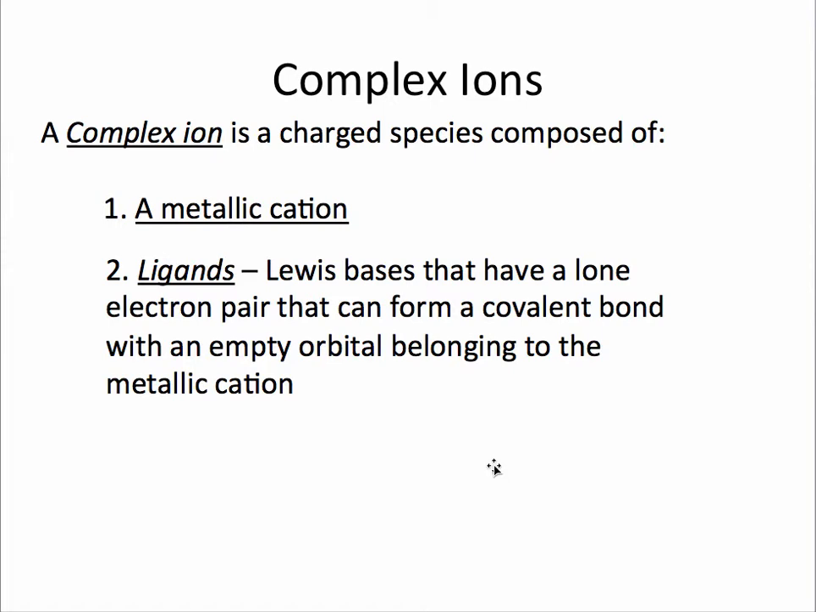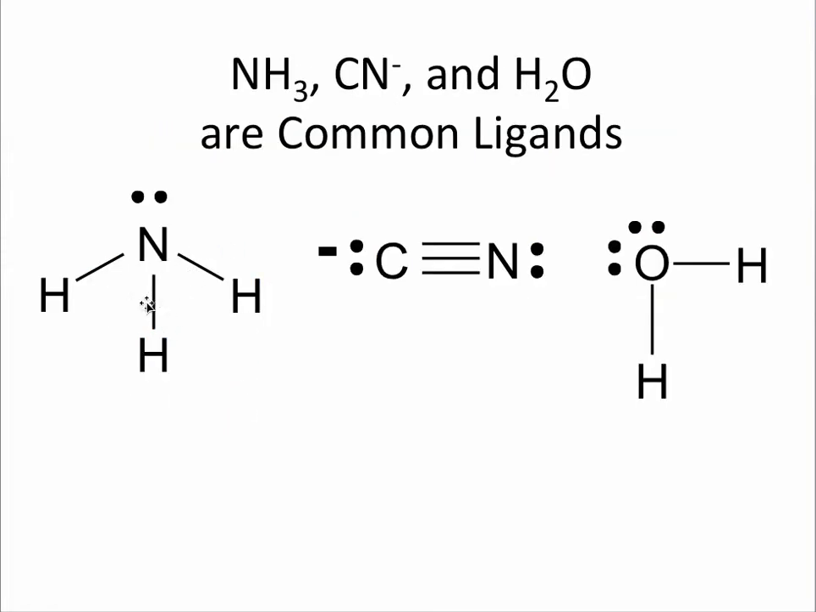Whenever something's attached to that metallic cation, we call that a ligand. And these are typically species that have a lone electron pair on them that can form a covalent bond with an empty orbital in the metal cation. If we look at a few of the most common ones, you'll see those lone pairs staring you in the face. With ammonia, you see the lone pair at the top, and the cyanide ion also has the ability to form these types of complexes, and water as well, with two lone pairs on it. So we see ammonia, cyanide, and water being able to form some common ligands and therefore some complex ions.